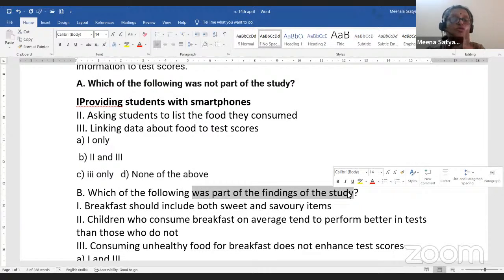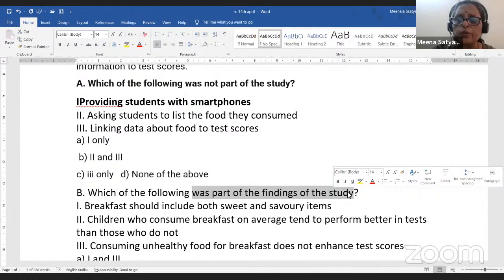So please be careful while you read the questions. You have been given that big margin of scanning the passage, which we weren't allowed to do during our times. Now here it is competitive, so you work smarter, though it is hard work at the back of the screen. So here, which of the following was part of the findings of the study? Wow, that's important. So let's see the options.